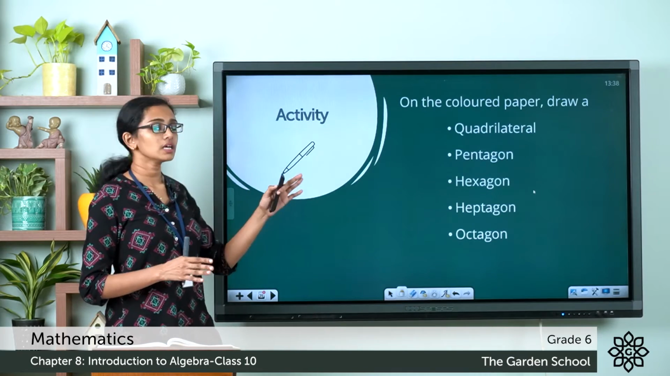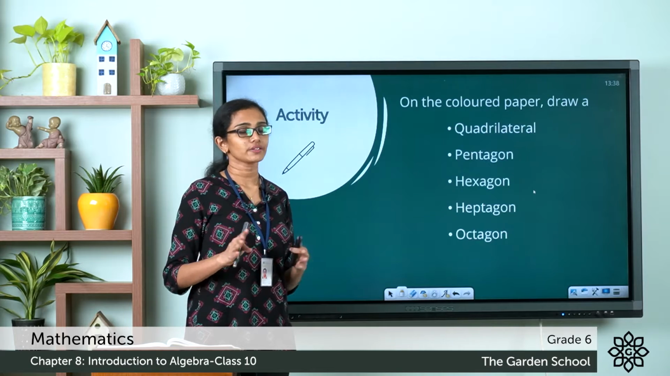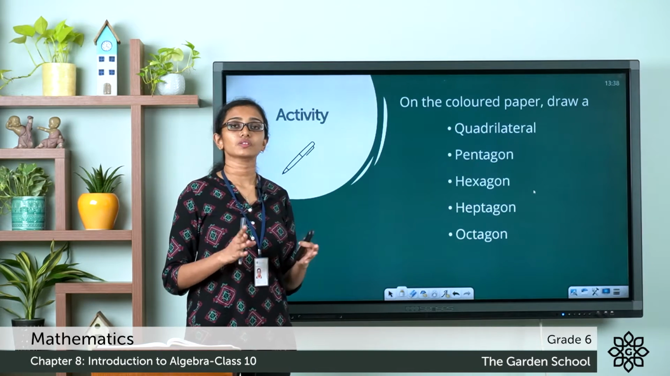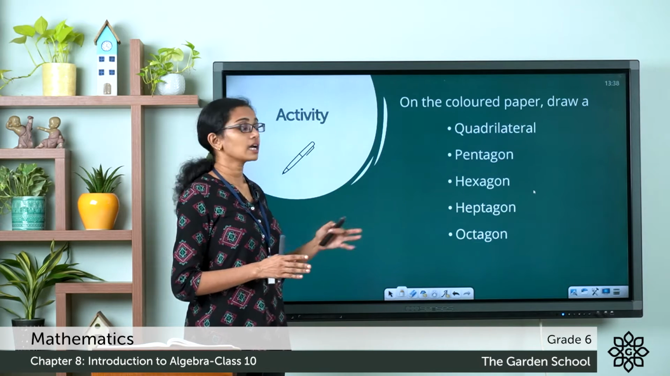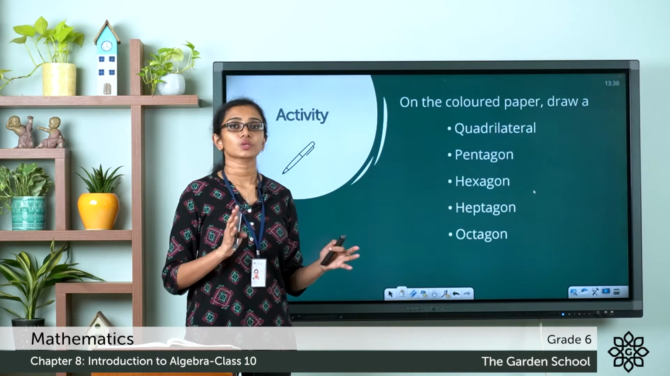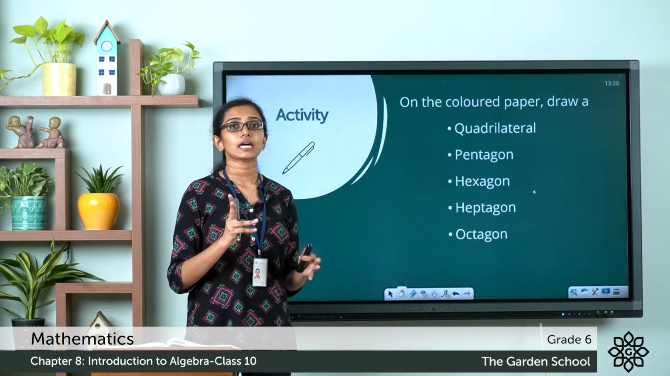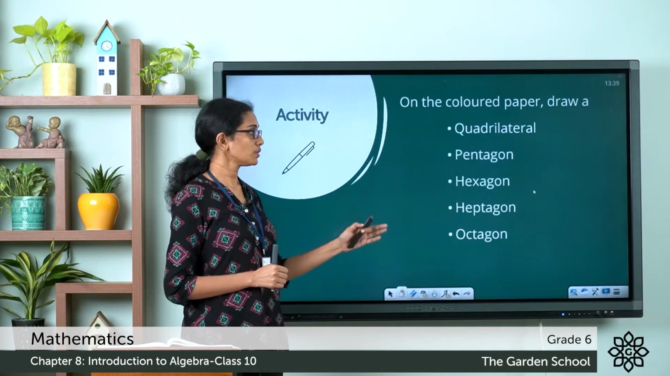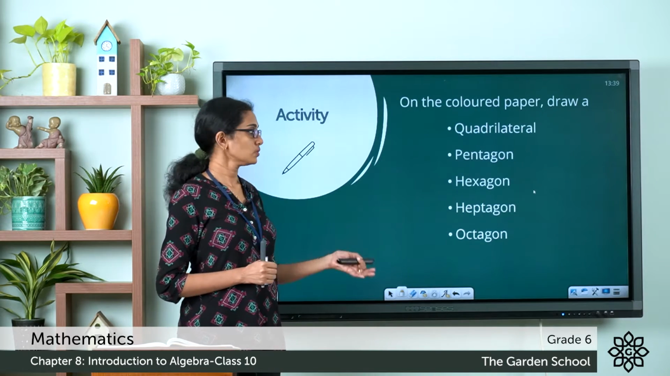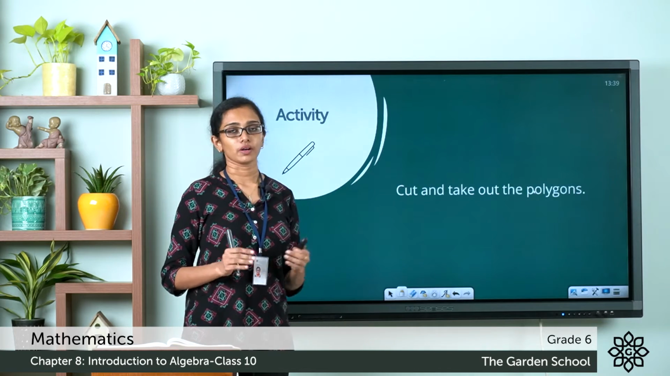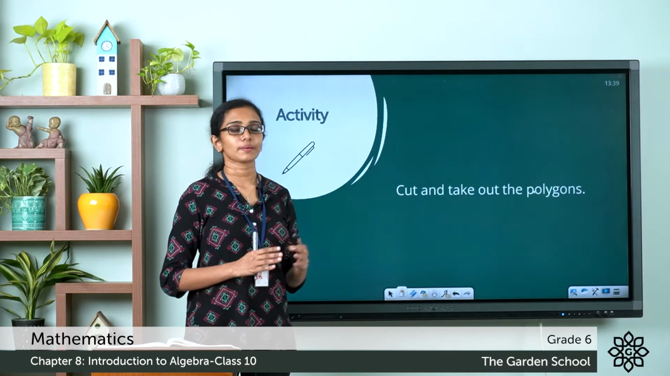A quadrilateral is a polygon with 4 sides, whereas a pentagon has got 5 sides, a hexagon has got 6 sides, a heptagon has got 7 sides and an octagon is a polygon with 8 sides. Once you are done with drawing these polygons on the colored paper, you can cut them out. Cut and take out the polygons. Now if you are done with that, let's move to the next step.